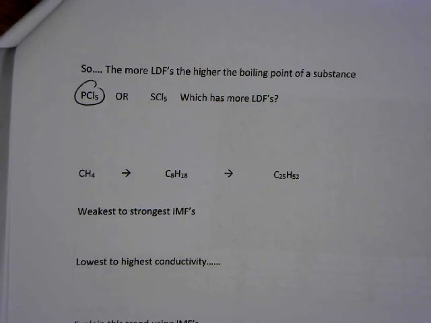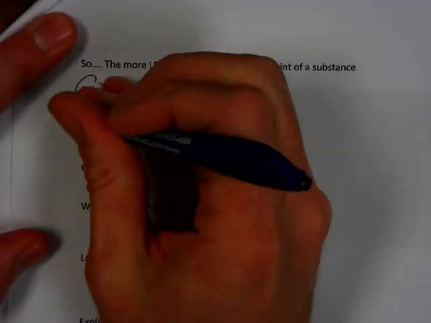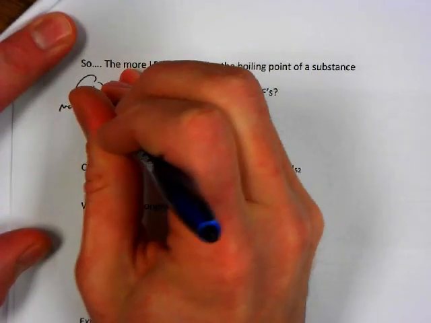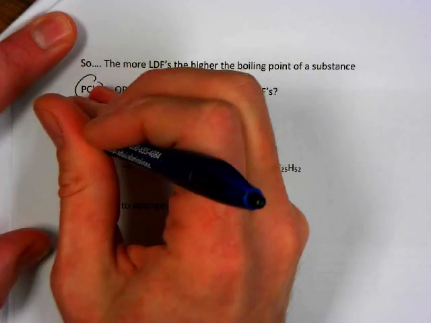PCl5. Why? It's larger, it's bigger, right? The nucleus is not holding on to the electrons as much, agreed? So now we're back to trends once again.